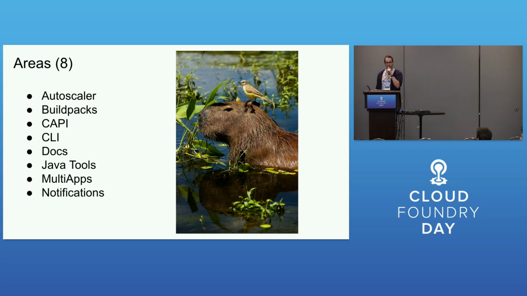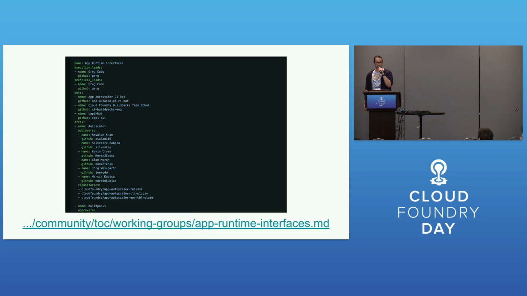Within our working group, we have 8 different areas, or you can think of them as teams. We have Autoscaler, Buildpacks, Cappy, CLI, Docs, Java tools, multi-apps, and notifications. This is just a representation of all the various things that are going on in our working group. If you ever want to see details of what repositories these different areas are responsible for or who's on those, you can go back to that Cloud Foundry community repo I was talking about and look at that same charter. In there, there'll be a beautiful YAML block that goes into exhaustive detail on all of the contributors and all of the different repos that they're responsible for.